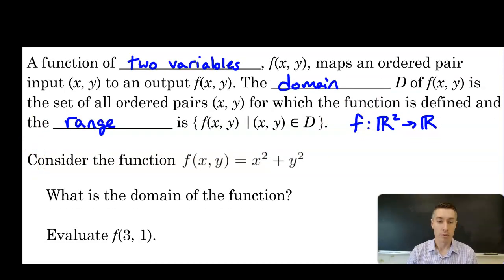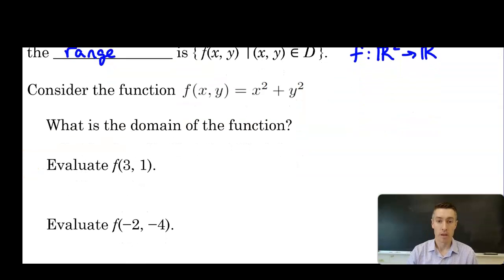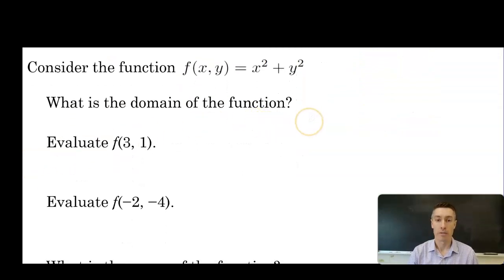Consider f of x y being equal to x squared plus y squared. So first question, what is the domain of the function? In this case, there are no elements of the function that would create a domain restriction, and those typically are square roots, denominators, a rational expression, a natural log function. None of those appear in this function. So the domain is going to be all of 2 space or R2.